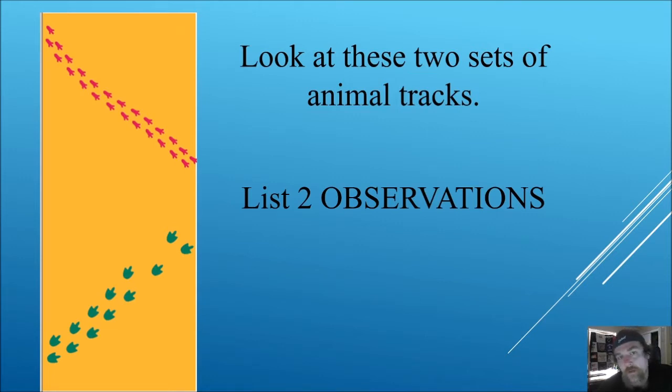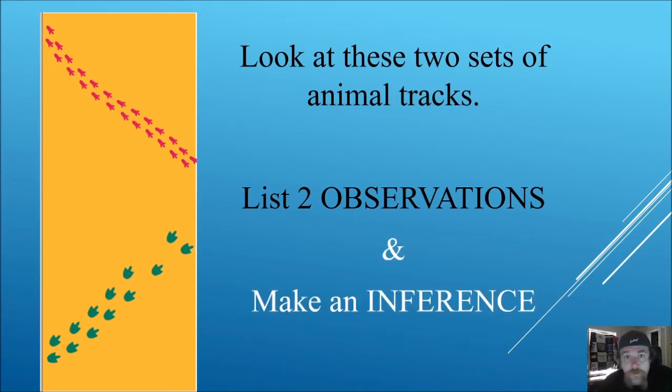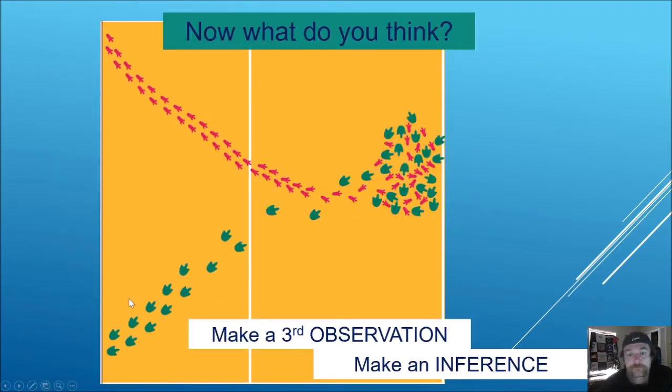I'm going to pause, let you write for a few seconds, and when you're done, unpause it. Now I'm going to show you a little bit more of what's going on, and I want you to make another observation. What is a third observation? Now that you have some new data, you have more to use. I want you to make that third observation and then make a new inference. What do you think is a new possible explanation of what's going on? All right, so pause it.